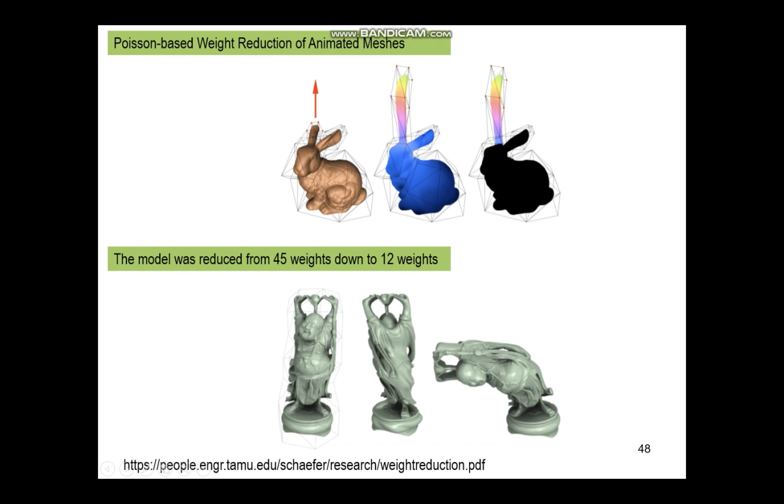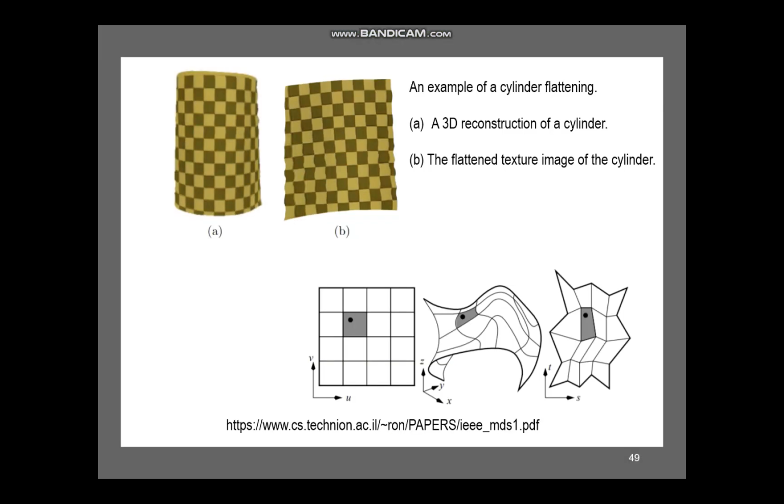Here we can see the weight reduction of animated meshes. In the figure down below, we could see that the model was reduced from 45 weights down to 12 weights. Here's another example of flattening. Figure A shows a 3D construction of a cylinder, whereas B shows the flattened texture image of the cylinder. Here we can see we have a control point, and dragging this control point would give you a distorted image of a specific type.